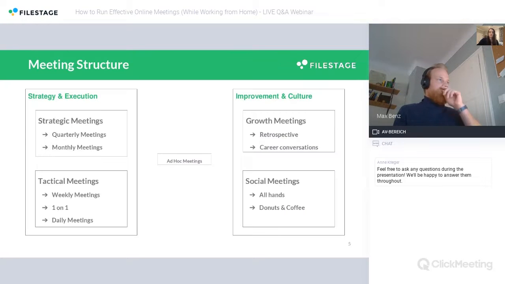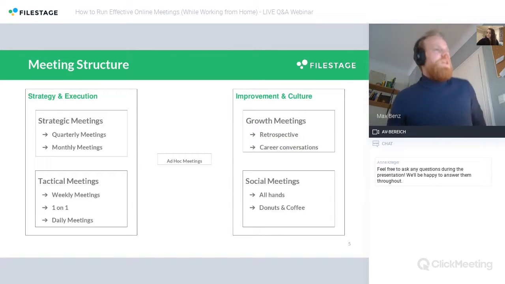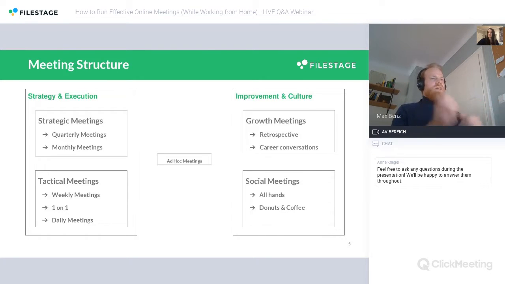Okay, then let's jump into the meeting structure. So this is a meeting structure that from my perspective makes sense. You can structure this kind of meetings in different ways. Here I structured it in strategy and execution as one big part, and improvement and culture.